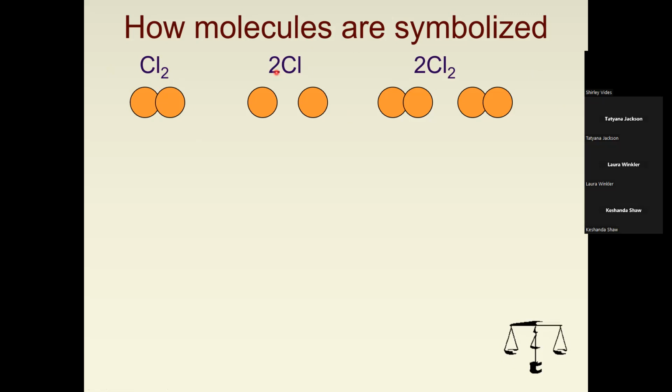And I know that a lot of people will balance by putting a half somewhere, but a half is not a correct balance. So don't balance using half numbers.